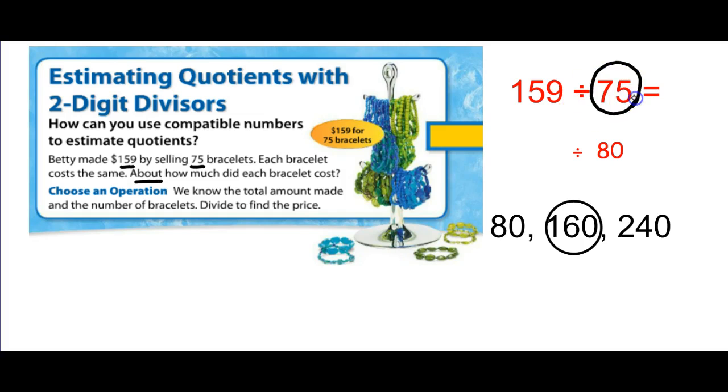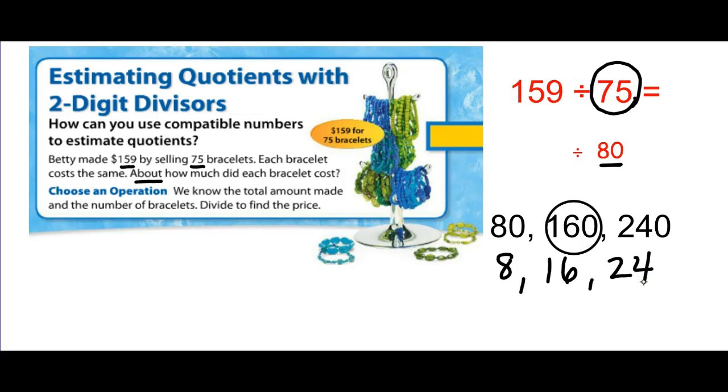First we're going to round our divisor. When we round 75, we end up with 80. Now that we have our rounded divisor, we're going to create a list of multiples in order to get as close to 159 as possible without going over. When we look at this, we have our list of multiples, which is 80, 160, and 240. Now, if you're having trouble with the higher multiples, it is basically the same thing as the multiples of 8, which would be 8, 16, and 24.